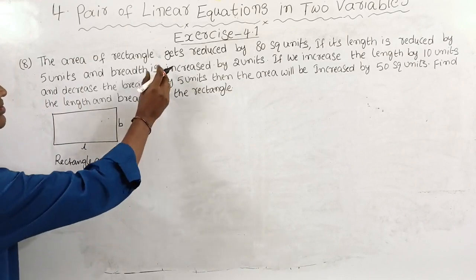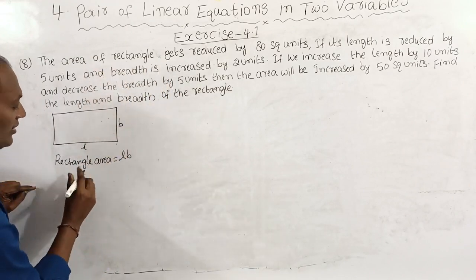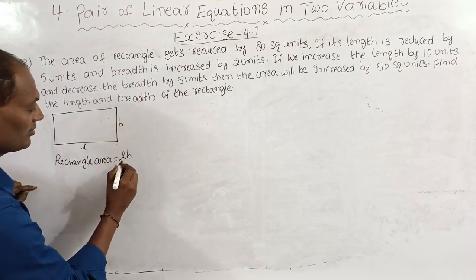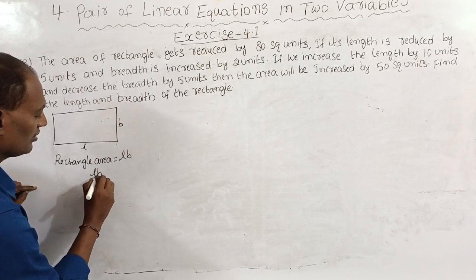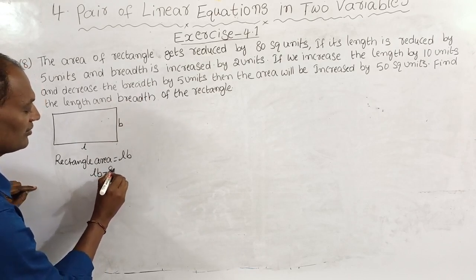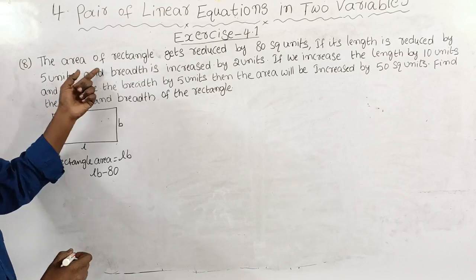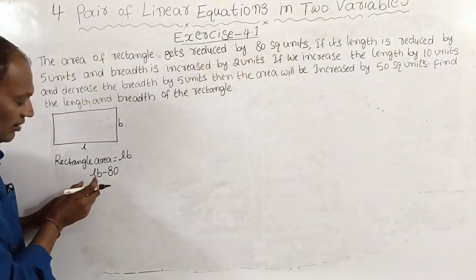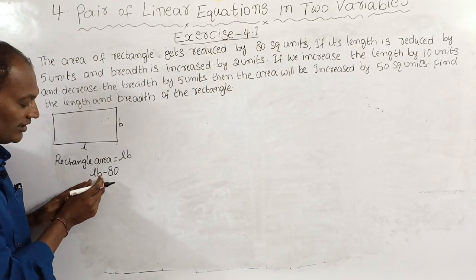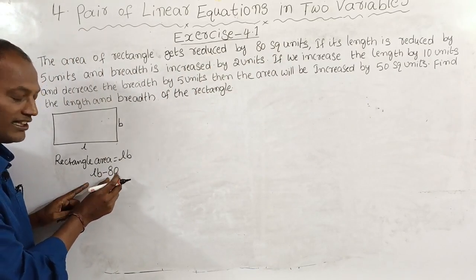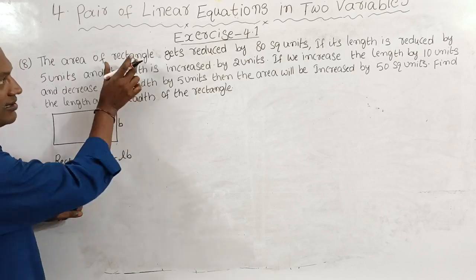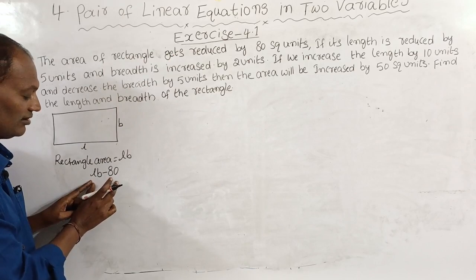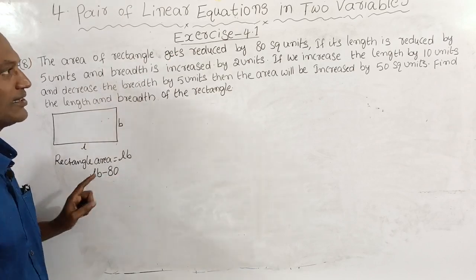So here it gets reduced. How much is the area reduced? The area LB is reduced by 80, which means LB minus 80. What is the meaning? The area of the rectangle gets reduced by 80 square units, that means the area of the rectangle minus 80. This sentence is representing this.